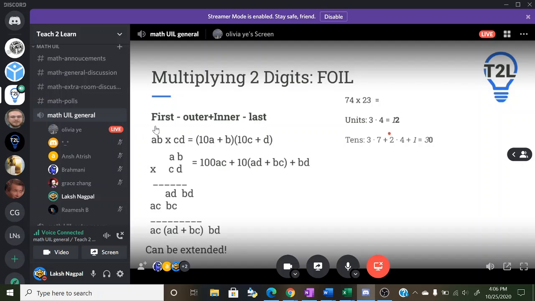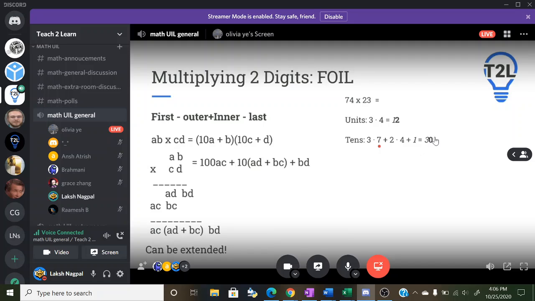Now that we've done first, you want to do outer plus inner. Your outer is 7 times 3, or 3 times 7. Your inner is 4 times 2. Add them together and you get 29. But then you still have that 1 there. You still want to add it to the next, in this case the tens place, because the 1 from the units is a tens place digit, so you have to carry it over to the next. So that's why you add the 1 back, and that's why the total sum is 30.